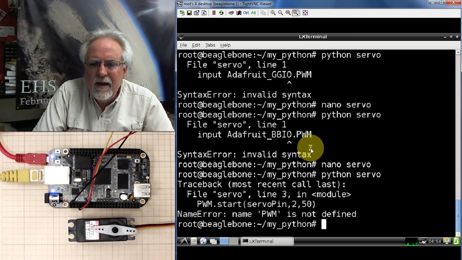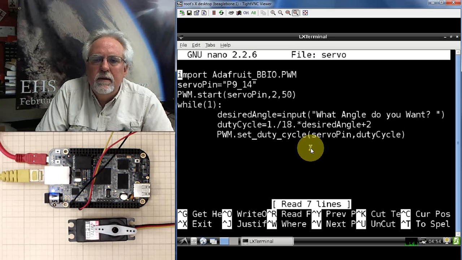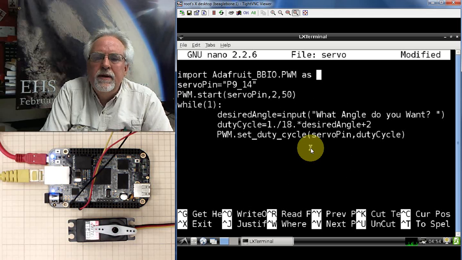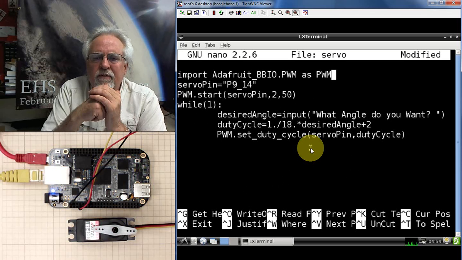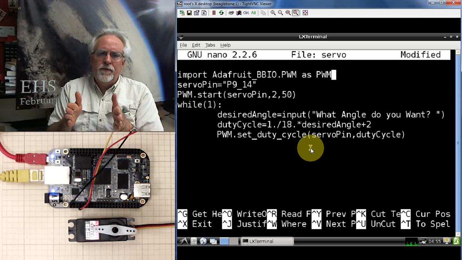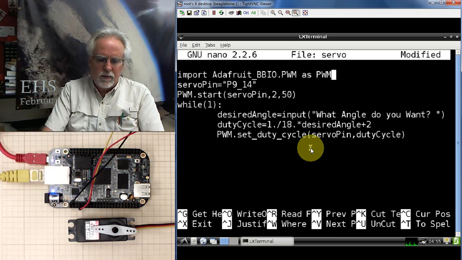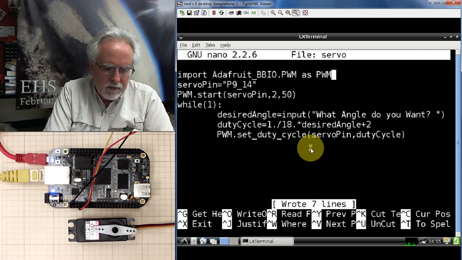All eyes on the servo. PWM is not defined. I am sorry. I am making so many mistakes today. Let's take a look and see what happened here. It says pwm.start. PWM is not defined. Okay, let's look at that. Import Adafruit BBIO PWM as PWM. Man, I just got that first line all messed up. I hope I got my act together after that first line. We import the Adafruit underscore BBIO.PWM library as PWM. Control O, Enter, Control X.